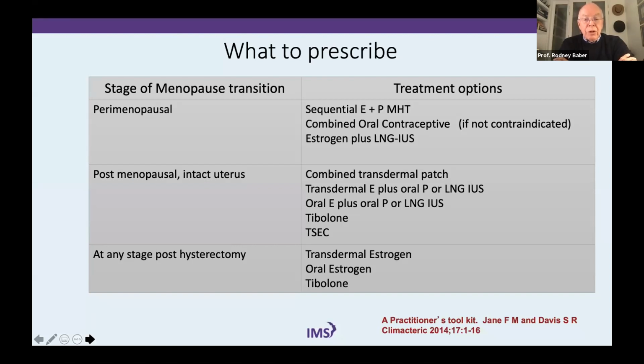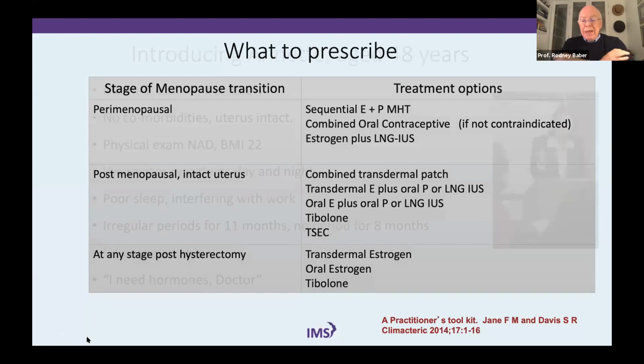You could use oral E plus oral P, or again the LNG-IUS, or you could use tibolone, or if it were available, the TSEC. But remember also, if a woman has had a hysterectomy, the only hormone she critically needs is estrogen, and she could use transdermal estrogen or oral estrogen. If she happened to have been using, say, tibolone or the TSEC prior to her hysterectomy and wished to continue, that would not be a contraindication.